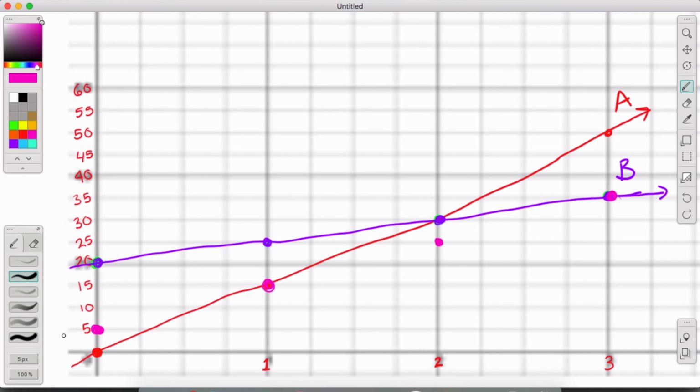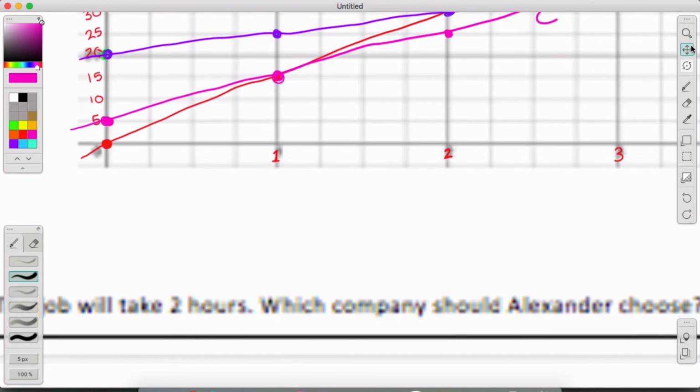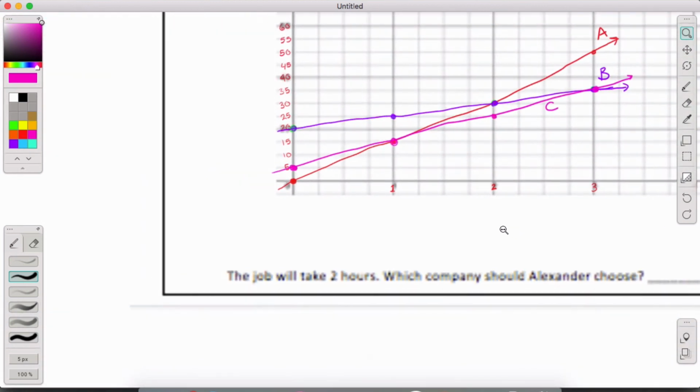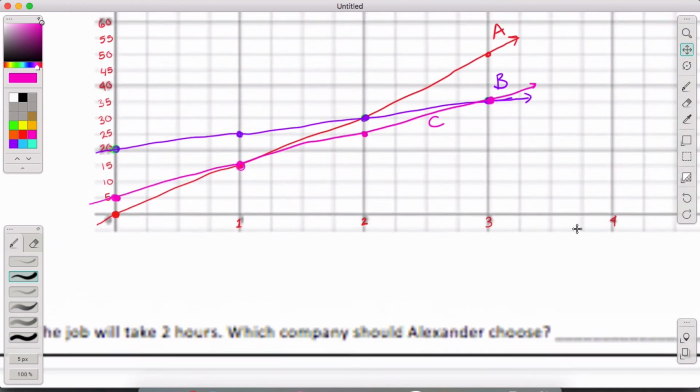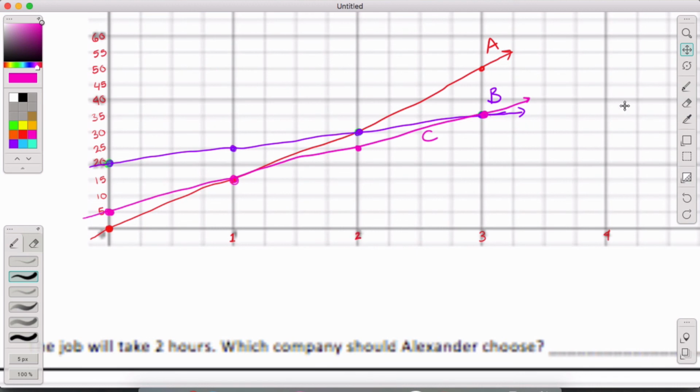All right. Let's see if I can make another good line. Oh, it's pretty close. Okay. And this one right here is C. All right, but the actual question right down here, it asks if the job only takes 2 hours, which company should Alexander choose? So if we were to look at 2 hours worth of work, which line do we hit first? We hit C first, meaning that company C is the cheapest. So your answer should be C.